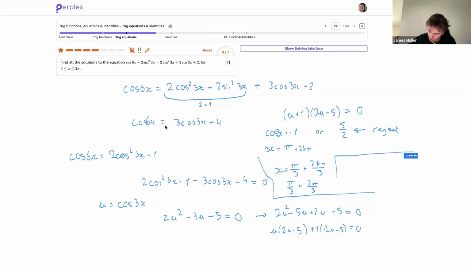And so my solutions are pi over 3. And then if I add 2 pi over 3, that gets me to pi. And if I add 2 pi over 3 again, that gets me to 5 pi over 3. If I add any more 2 pi over 3, I'm going to be outside of the solution domain. So I stop there, and these are my 3 solutions.